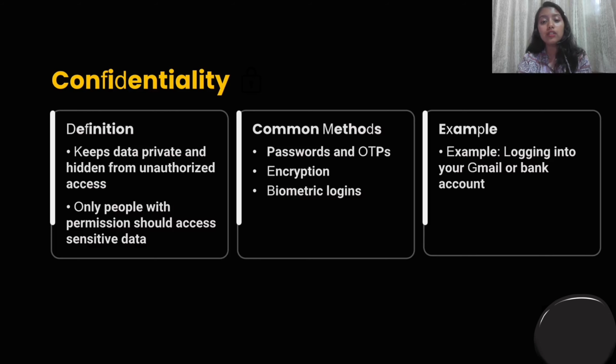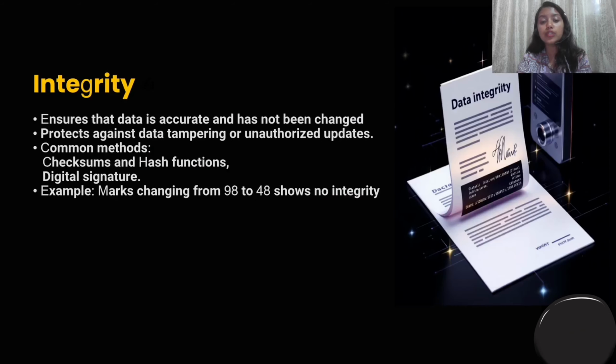Now imagine you check your marks and see you got 98 out of 100, but later somebody hacks the system and changes it to 48. That is a failure of integrity. Integrity means keeping the data correct. The data must be accurate, unchanged, and trustworthy.